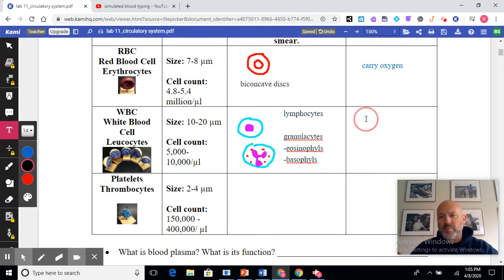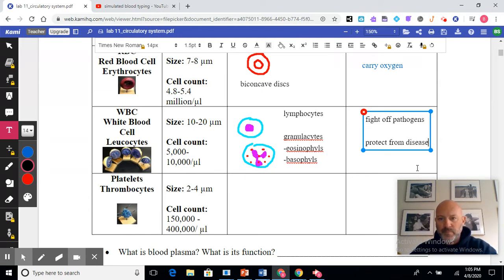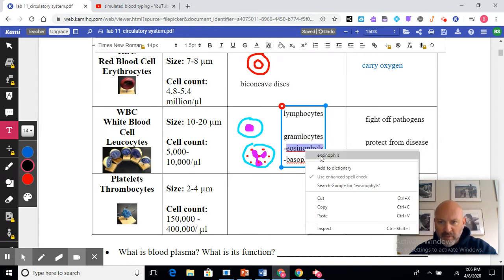What is the function of white blood cells? That's kind of important. The function of white blood cells is to fight off pathogens, right? Or we could say protect from disease. Spelled these wrong. I always spell everything wrong.